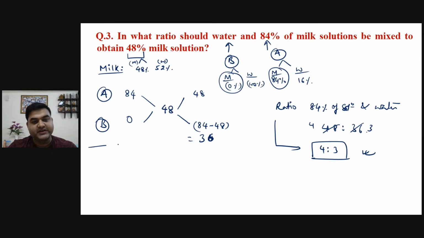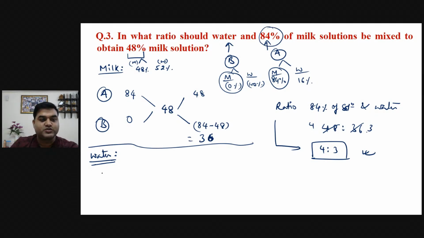Now, as I told you, we can do the same sum considering water as well. Here we have seen the concentration of milk in both the solutions, right? So let's consider water now. In this 84% milk solution, how much water is there? So 16%.